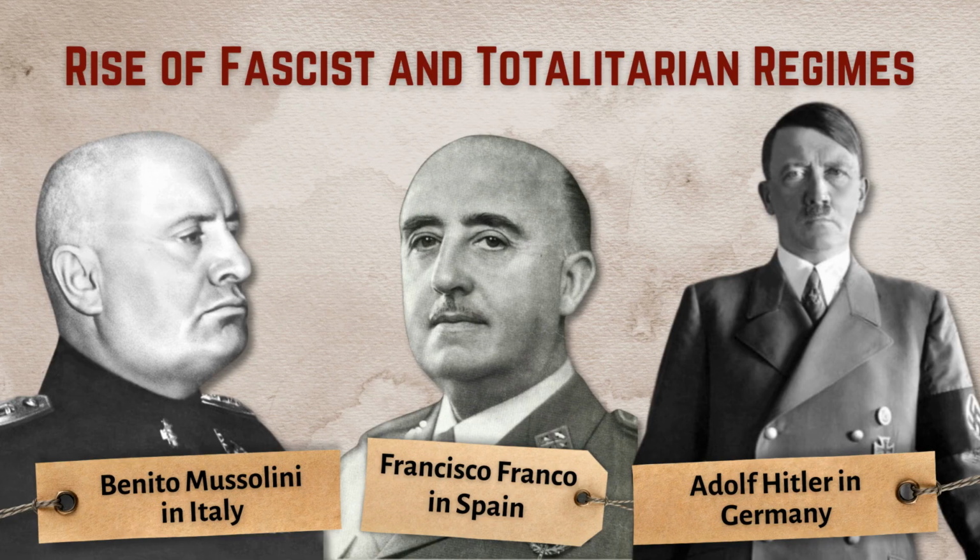In Germany, Adolf Hitler used both economic hardship and resentment from the Treaty of Versailles to build support for the Nazi Party. In each of these cases, these leaders gained power by appealing to fear, frustration, and a desire for change. They often promised strength, unity, and national revival, but in doing so, they replaced democratic systems with authoritarian rule. This shift in leadership played a major role in increasing tensions and setting the stage for global conflict.